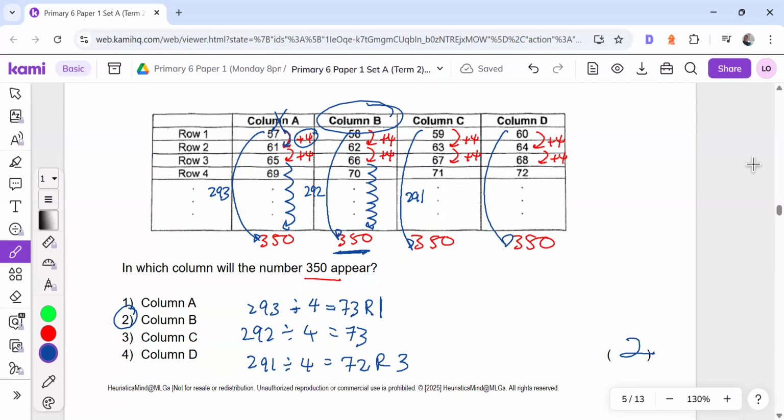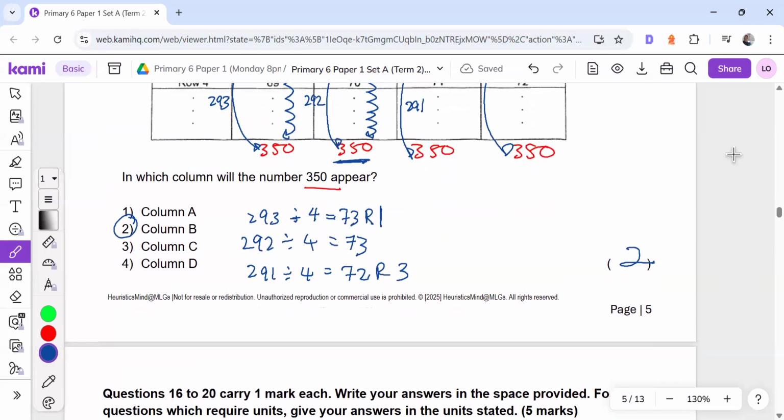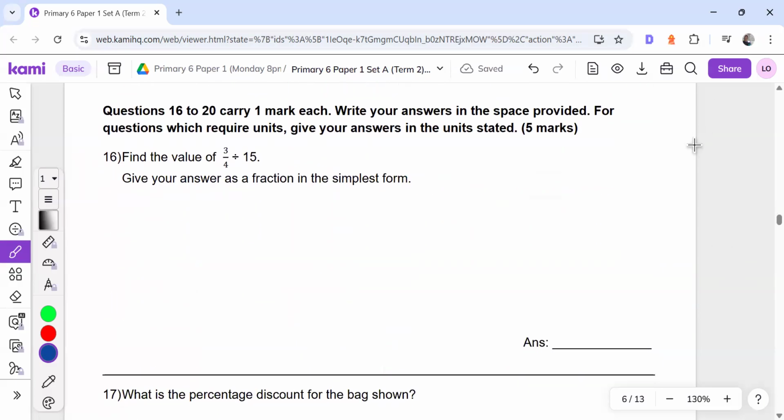Hope you understand how to do it now. So there's a way to do this to get the answer. Any question so far? Clear? Do you understand how to do this kind of question now? Okay, we're going to move on to booklet B already, so we may end a bit earlier. Okay, question 16.